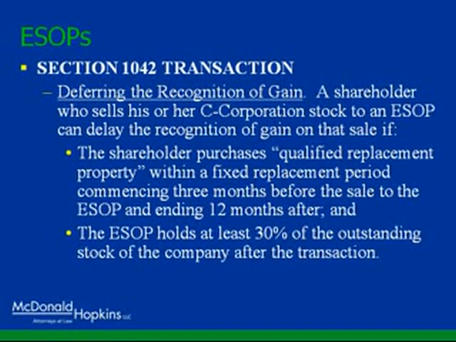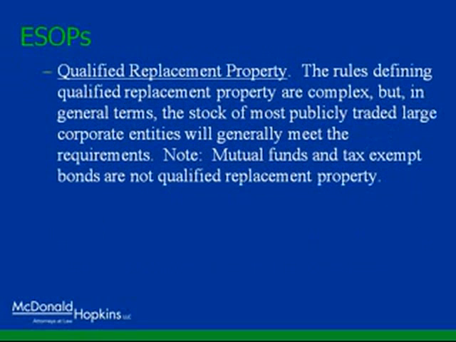If those two conditions are met, and those shares are ultimately sold to the ESOP, and the ESOP owns at least 30% of the outstanding stock of the company after the transaction, then the shareholder has the ability to elect that the proceeds they receive be used to purchase qualified replacement securities within a period. The period basically begins 3 months before the ESOP transaction and ends 12 months after, and buying what we referred to earlier as these qualified replacement securities.